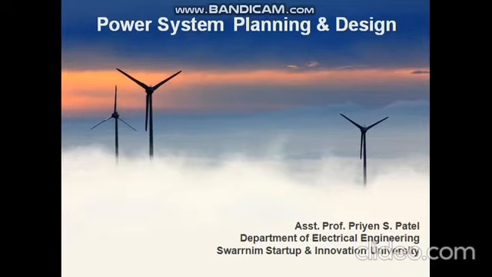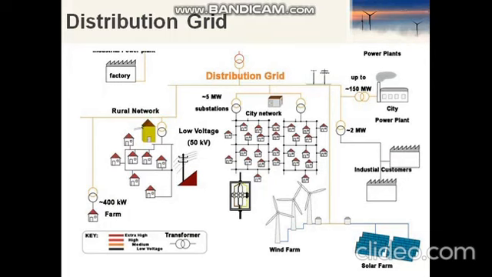Today we are going to discuss the distribution network. In the previous lecture we discussed transmission and generation schemes. So you can see the distribution grid. Two types of distribution will be there: primary distribution and secondary distribution. For a rural area, the city network and industrial consumers, we have three types of consumer.